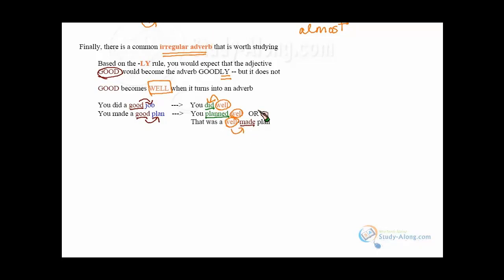Right? Made describes the kind of plan, which is a thing. So made is an adjective. Well describes how it was made. So well is the adverb that tells us how something was done. It was done well, not it was done good or it was done goodly.